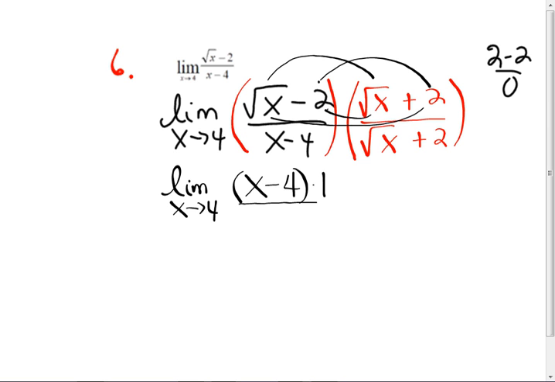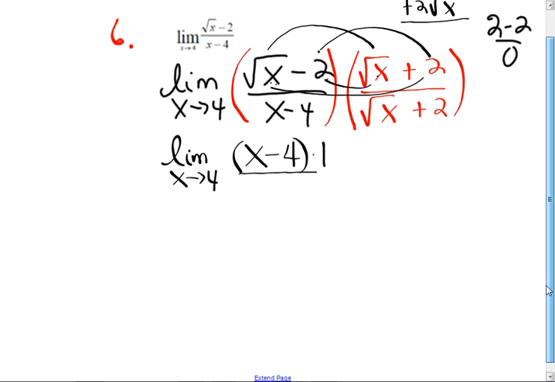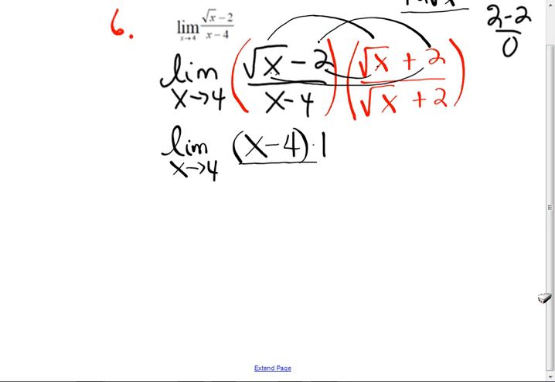FOIL. I multiplied the first ones. Square root of x times square root of x is x. That gives me minus 2 square root of x. The outer one gives me plus 2 square root of x, which is why we practiced with radicals earlier. But if you have a minus 2 and a plus 2, you get nothing, right? And then to do the last ones, negative 2 times positive 2 is a minus 4. Okay, and now we are not going to distribute that. We are going to leave that factored.